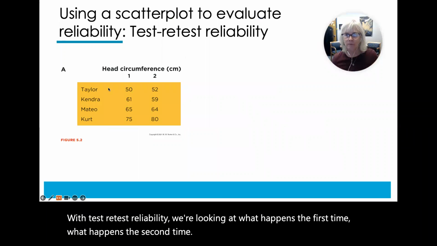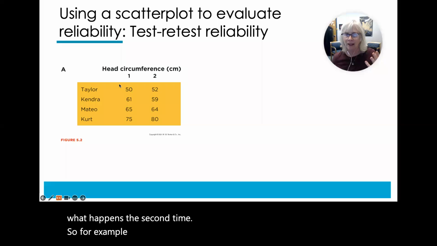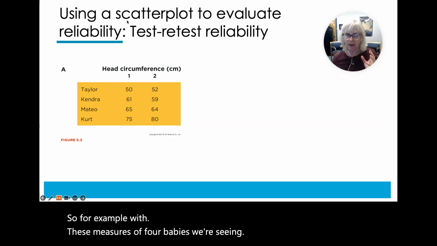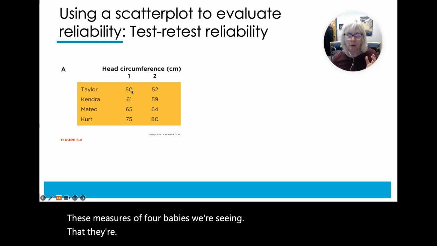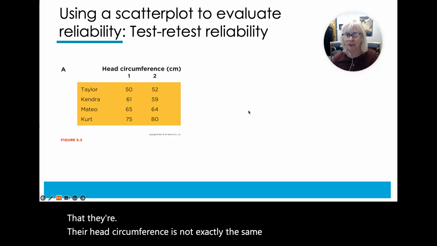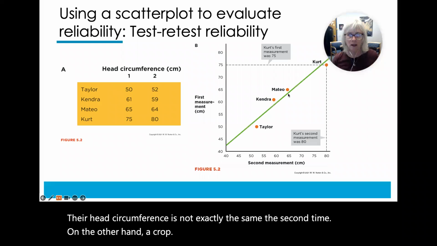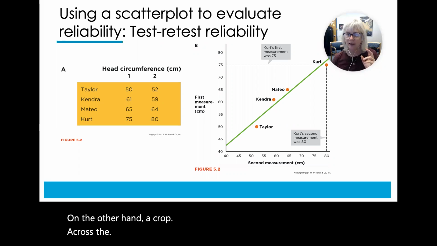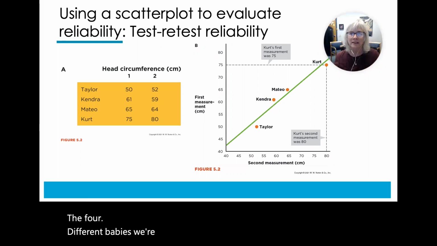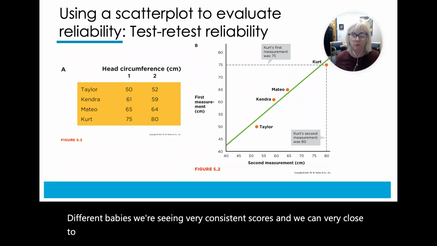And so, for example, with these measures of 4 babies, we're seeing that their head circumference is not exactly the same the second time. On the other hand, across the 4 different babies, we're seeing very consistent scores, and we get very close to a correlation of 1.